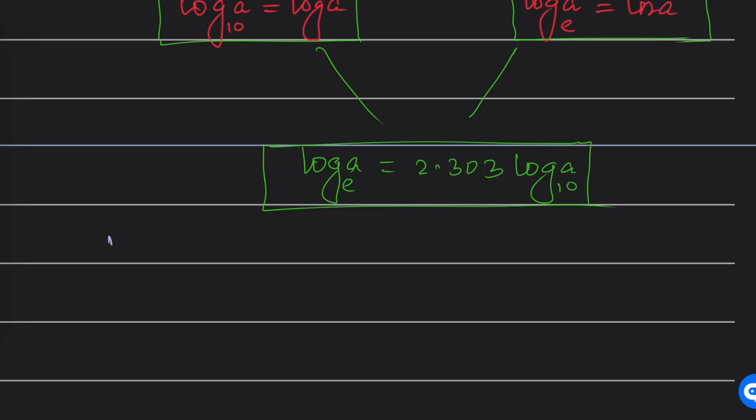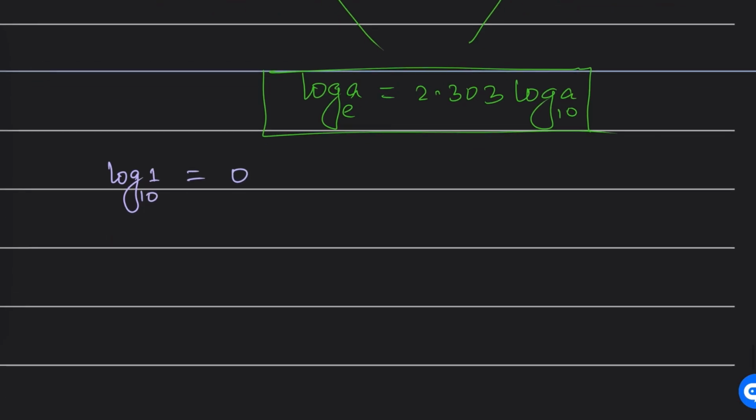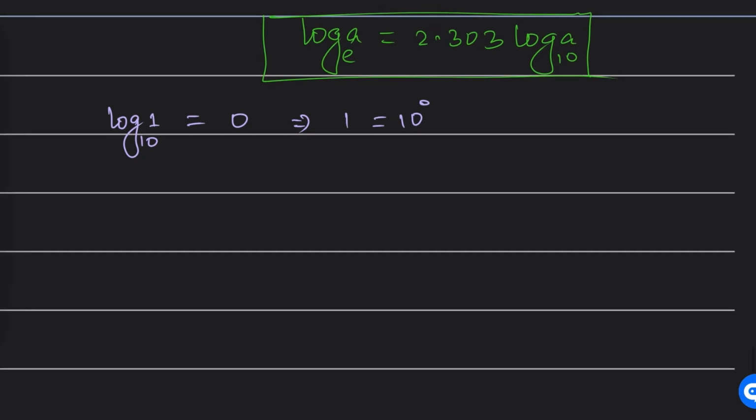Sir, if I am talking about log of 1 to the base 10, it is 0, sir. Why, sir? You can convert to an exponent and you will understand. For your understanding I am writing, 1 can be written as 10 power 0. Yeah, 10 power 0 is 1. So that's why log of 1 to the base 10 is 0.